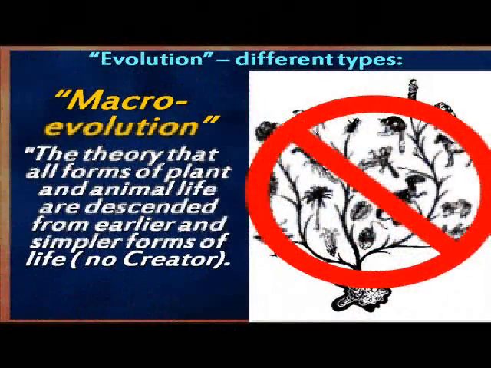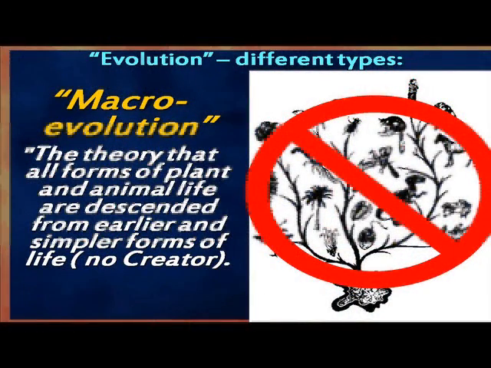There's another type of evolution that I do not agree with, and that's called macroevolution. It's the theory that all forms of plant and animal life are descended from earlier and simpler forms of life with no need for a creator. That's macroevolution. That's what I do not hold to, and certainly many other scientists do not hold to.